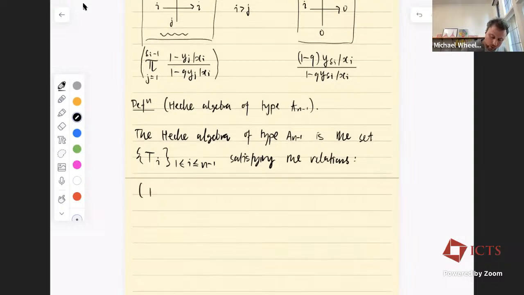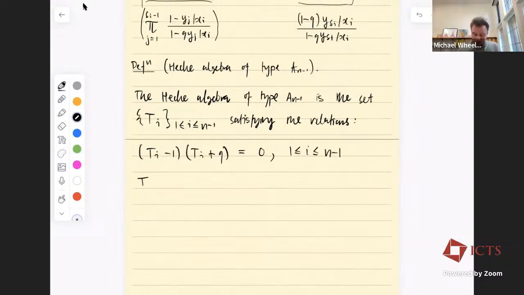So there is first a quadratic relation, (ti minus 1)(ti plus q) is equal to 0. So that's for all i. Then there is a term with 3 t's: ti plus 1 ti ti plus 1 is equal to ti ti plus 1 ti. A kind of braid type relation.